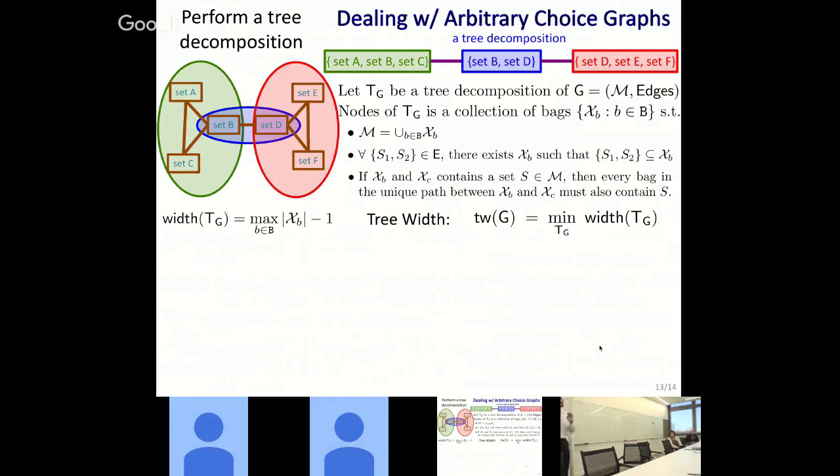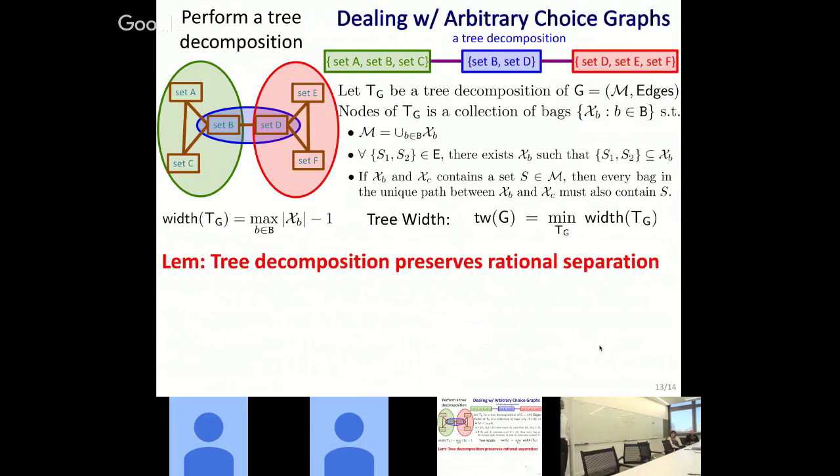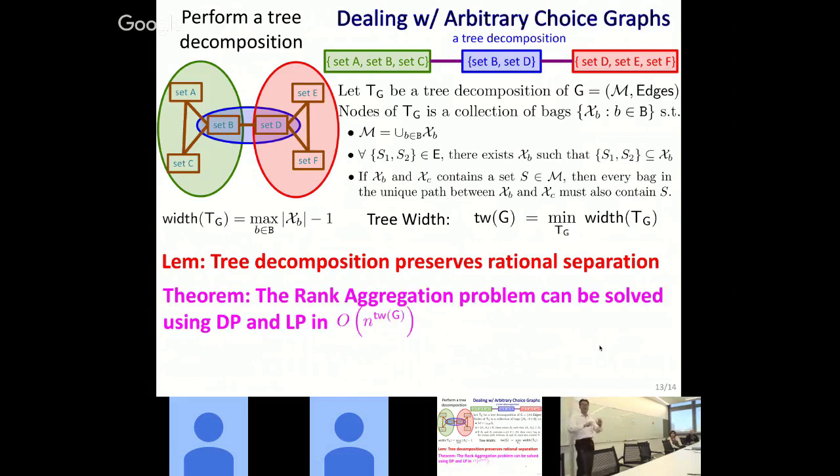But what is important for us is that tree decomposition preserves rational separation. So we can still say here that this blue bag rationally separates the green bag from the red bag. What that really means is that if you have a choice graph that is not a tree, you can do a tree decomposition. Now finding the optimal tree decomposition is unfortunately the subject of a different talk, and many of you here have more experience in that. You can say that the rank aggregation problem can be solved using the tree decomposition, so the running time is n to the tree width.